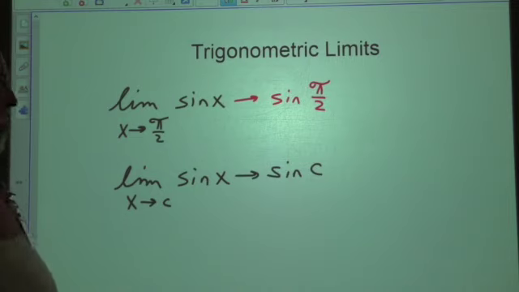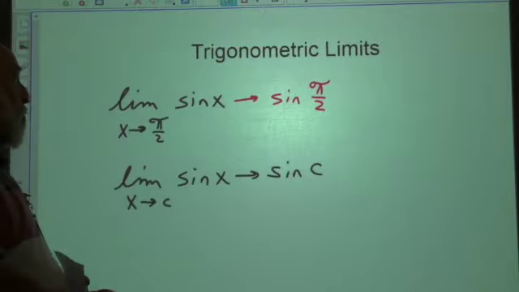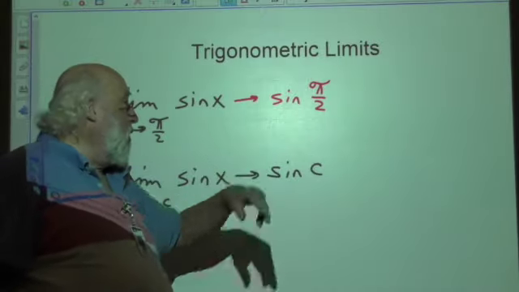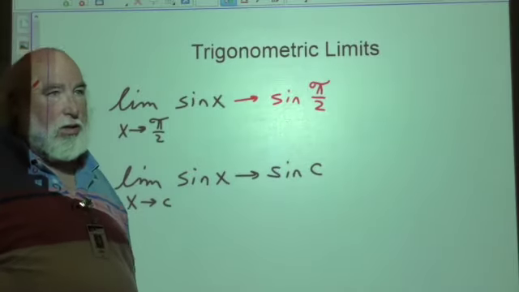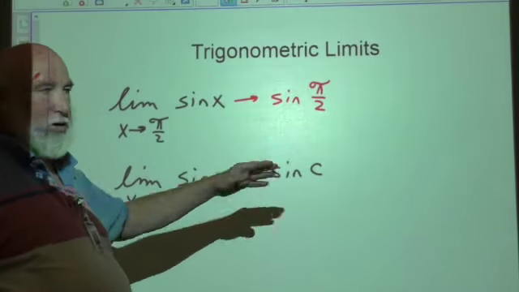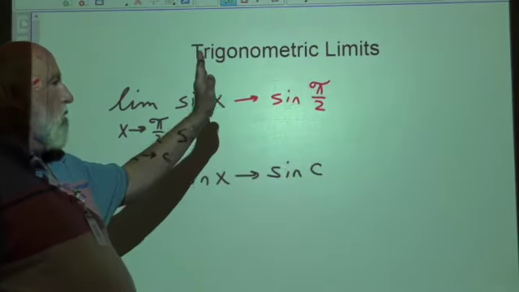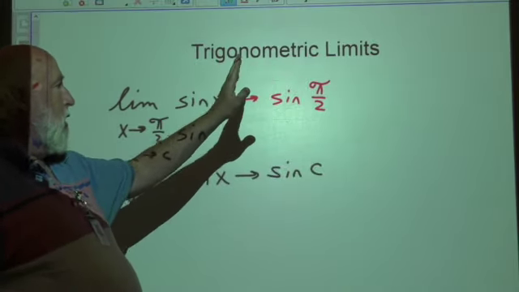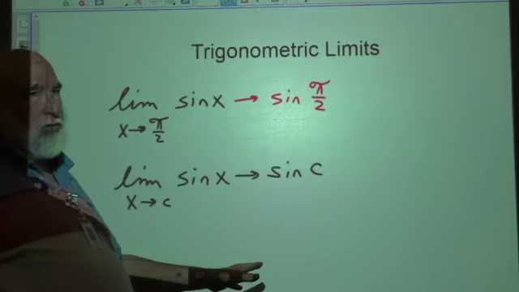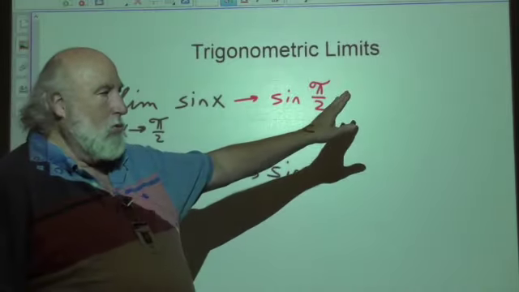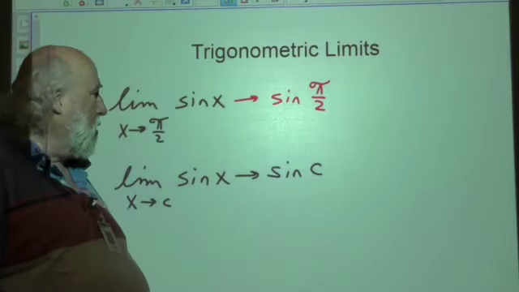Now you can go ahead and punch that into your calculator, or you can just think to yourself, this is a 90-degree angle, and we know that the sine of 90 degrees is 1. It starts at 0 and goes up to a maximum of 1 at 90, and then goes back to 0 at 180, and then goes to negative 1 at 270, and then back to 0 at 360.